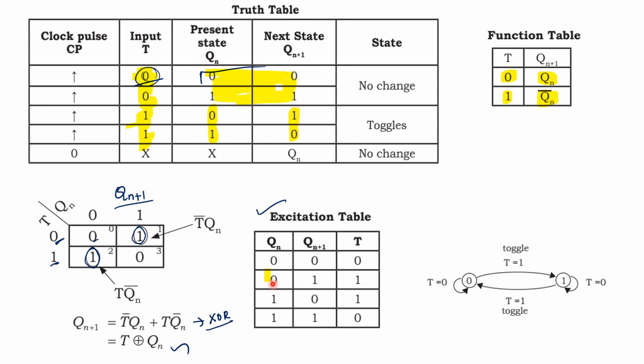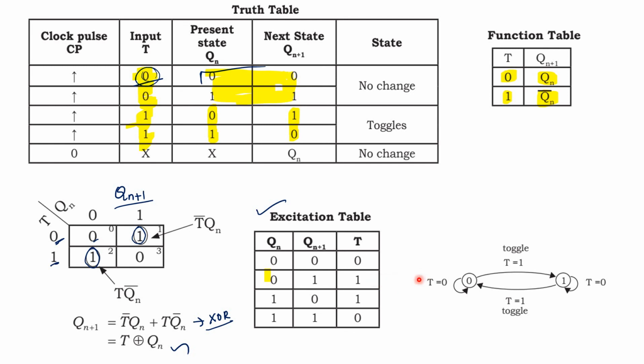And next 0, 1. What is the corresponding value of T? That is 1. And next 1, 0. What is the corresponding value of T? That is 1. Next see 1, 1. What is the corresponding value of T? That is equal to 0. This is the excitation table.